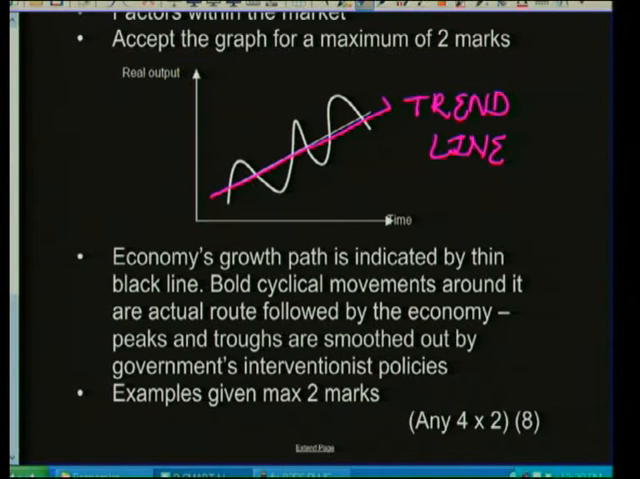And then from there onwards, any change that you see, this wave motion shows as it goes up, the increase in economic activity, and as it goes down, the decrease in economic activity. So it says here that the bold cyclical movements around it are actually the route followed by the economy. Peaks and troughs are smoothed out by the government's interventionist policies. In other words, the government is actually trying to move closer to the trend rather than above the trend or below the trend. And they do this by making changes to the fiscal policy and to the monetary policy.